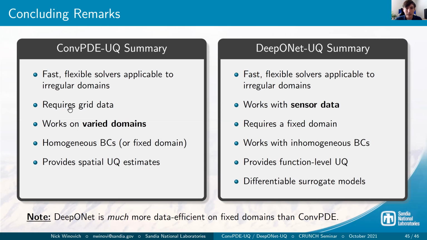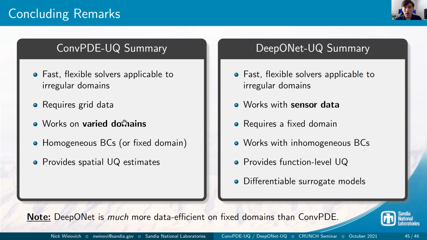And I think that sets it apart from a lot of the pre-processed neural networks that are coming out. The main difference is that while the convolutional approach requires grid data, DeepONet can work with unstructured sensor data, but because of that, it requires a fixed domain. Convolution can use varied domains, but that comes with the restriction that you need homogeneous boundary conditions unless you fix it.